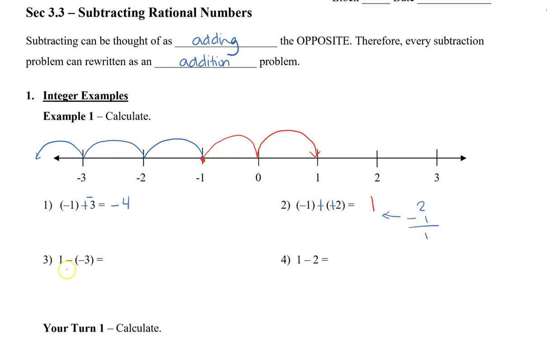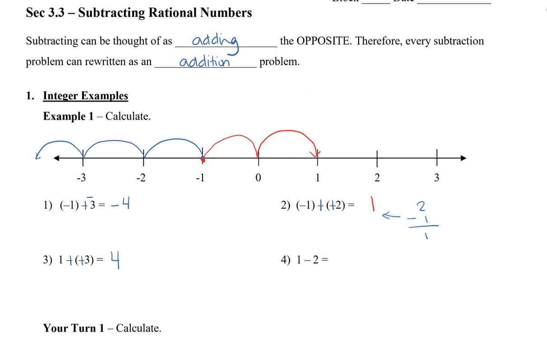All right, the next one here we have 1 minus -3. Again, we have 2 negatives side by side, so we can change this to plus, and now it makes it easy. We have 1 plus 3, which is equal to 4. We don't even need the number line for this one.